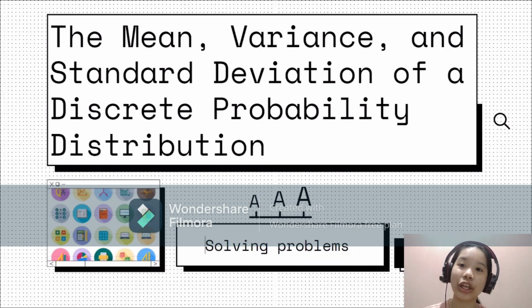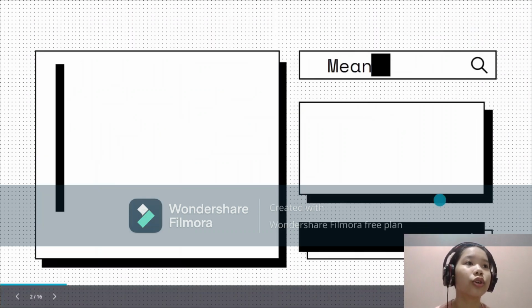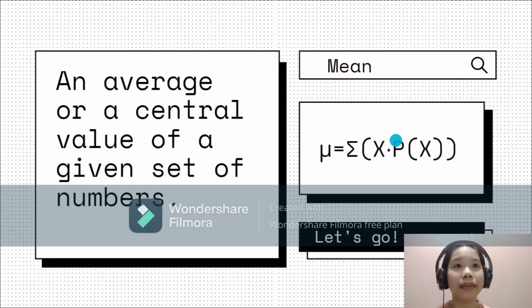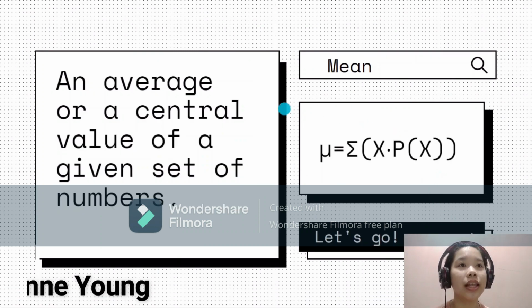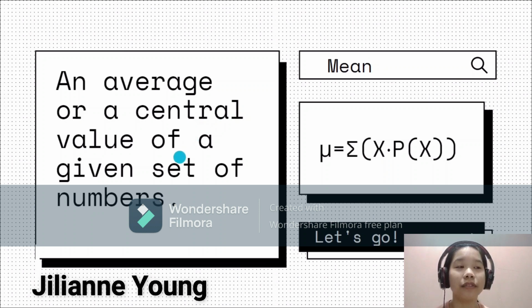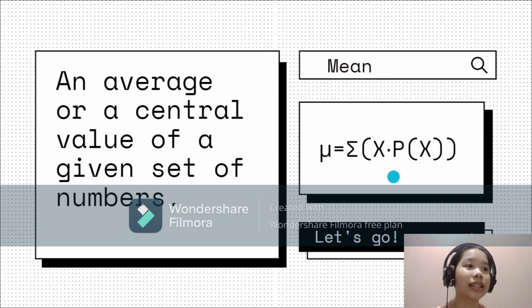So hello guys, today we're going to tackle the mean, variance, and standard deviation of a discrete probability distribution. So let's start. We're going to first determine the mean. Mean is an average or central value of a given set of numbers. It's represented by this formula. Mean is equal to the sum of x times p of x.